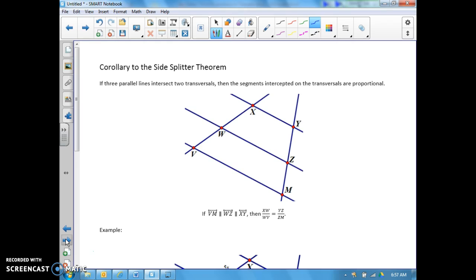We have a corollary to the side splitter theorem, and what it basically says is that if I have three parallel lines, so this line is parallel to this line is parallel to this line, then the segments intersected by those are proportional. So XW over WV would be equal to YZ over ZM.